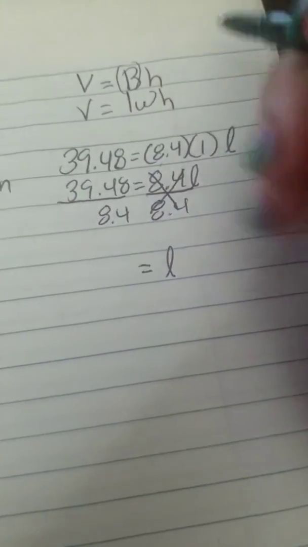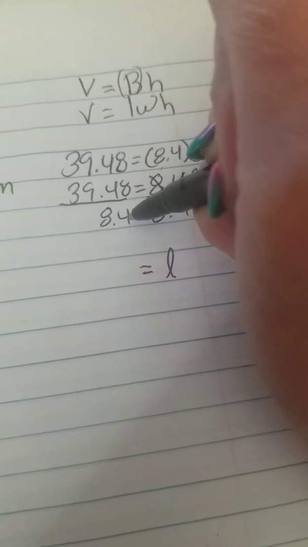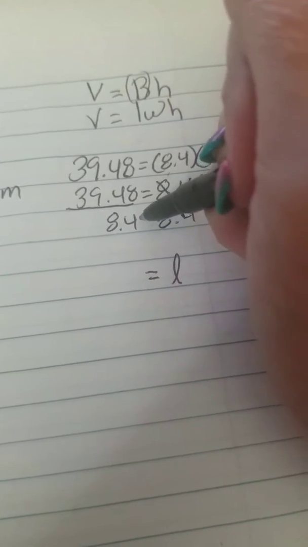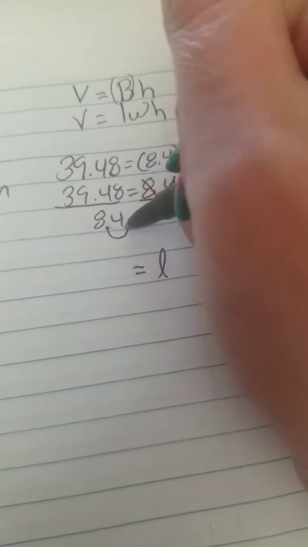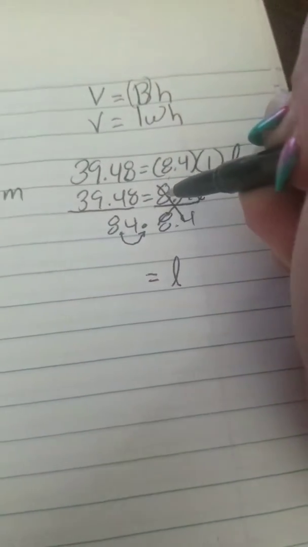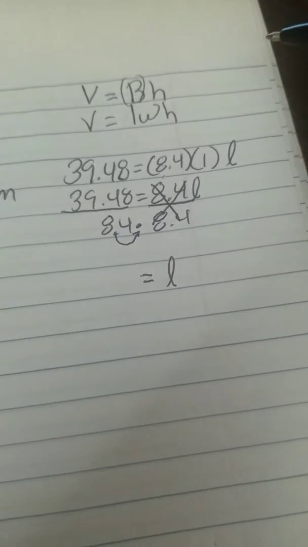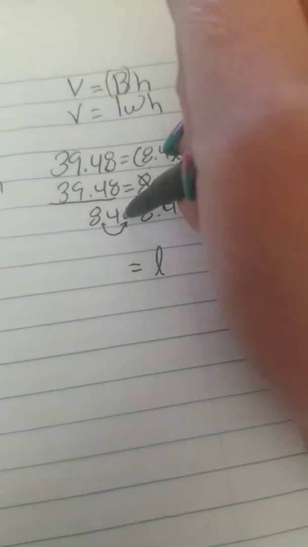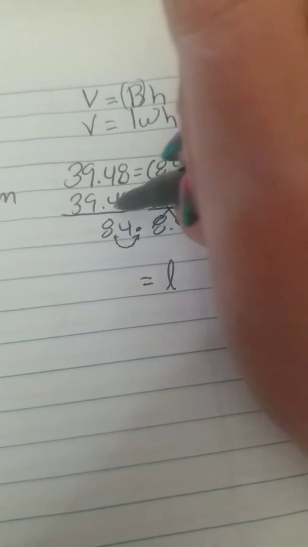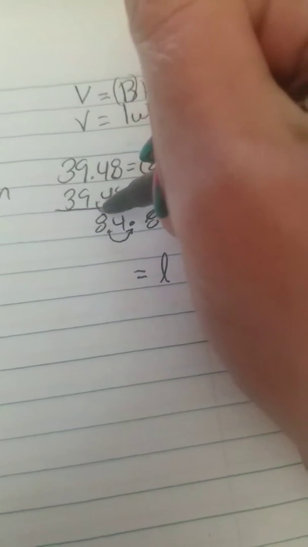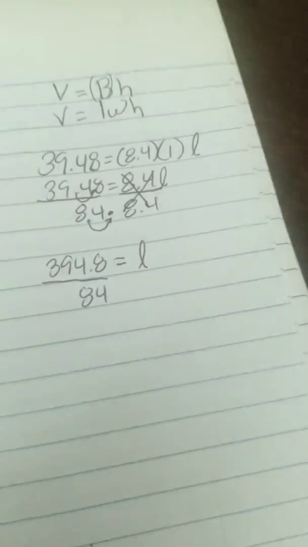Now here's where it gets a little bit tricky. Because my divisor is a decimal, I actually have to turn that into a whole number. And the way that I do that is I need to move this decimal one place to the right. When you're moving it one place to the right, you're basically multiplying by 10. Whatever I do to the denominator, I also have to do to the numerator. So because I moved this decimal one place to the right, this decimal right here is also going to get moved one place to the right. So now it becomes 394.8 divided by 84.